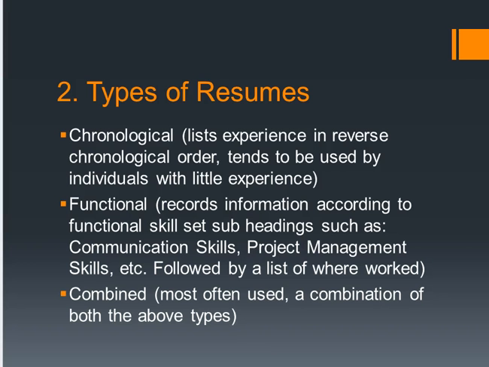There are 3 main types of resumes: the chronological, the functional, and the combined. The chronological lists experience in reverse chronological order. It tends to be used by individuals with little work experience. A functional resume records information according to your functional skill set subheadings, such as communication skills, project management skills, followed by a list of where you've worked. The combined resume is the one most often used. It is a combination of both the above types, chronological and functional.